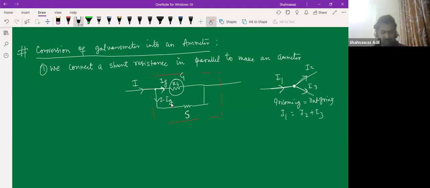Preceding, lagging, and all those things come in the AC part, right? Alternating current. These are all direct current devices, right? We are talking about the cells, batteries. So those are DC. They are not lagging. They are not preceding, right? They are in the same phase.